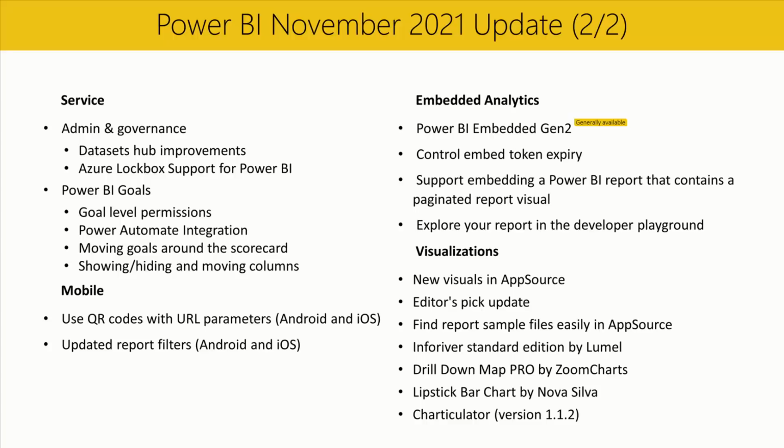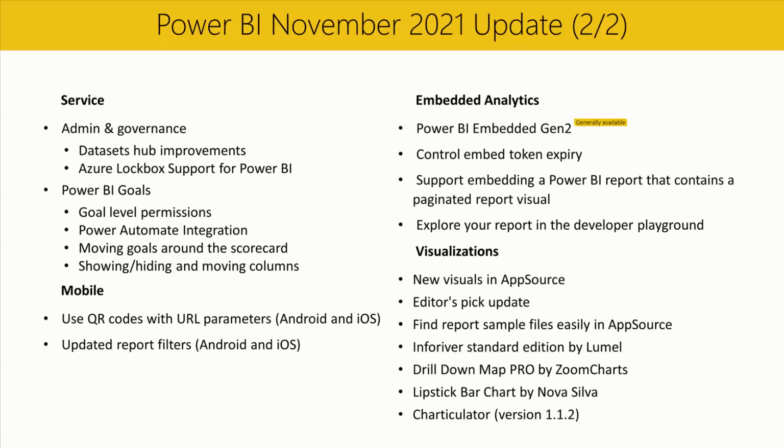You can also now move goals around in the scorecard by clicking and dragging, as well as show, hide, and move columns in your scorecard. These new formatting capabilities will allow you to reflect your metrics in the right ways and highlight the most important information first. We have a couple of updates for you in the mobile section.